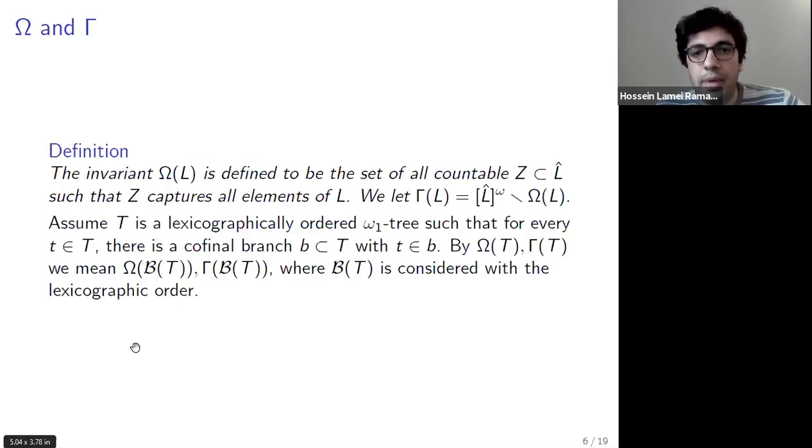Okay, so far we talked about linear orders mostly, but how can we adopt these notions for omega-1 trees? Assume T is a lexicographically ordered omega-1 tree such that for every t in T, there is a cofinal branch B, subset of T, such that t is in B. This just means that T does not have any Aronszajn comb, which is very easy to guarantee. And in all of the cases that we consider, this is going to happen. By gamma of T and omega of T, we mean omega of B(T) and gamma of B(T), respectively.